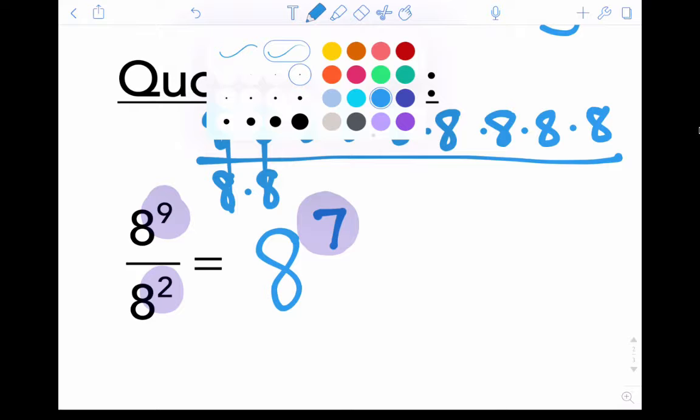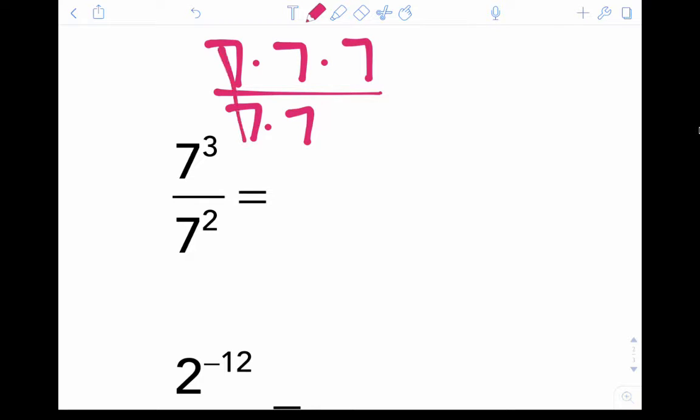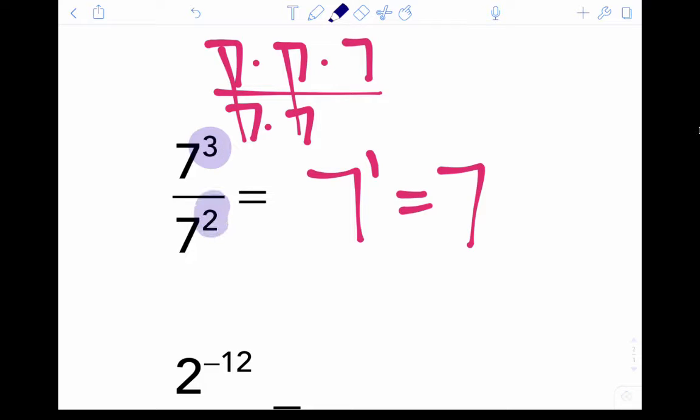Let's go ahead and do another one. 7 to the 3rd over 7 squared. That would be 7 times 7 times 7 over 7 times 7. Well, those 7's cancel out, and I'm just left with 7 to the 1st, which is just 7. I could have done 3 minus 2 to get 1.